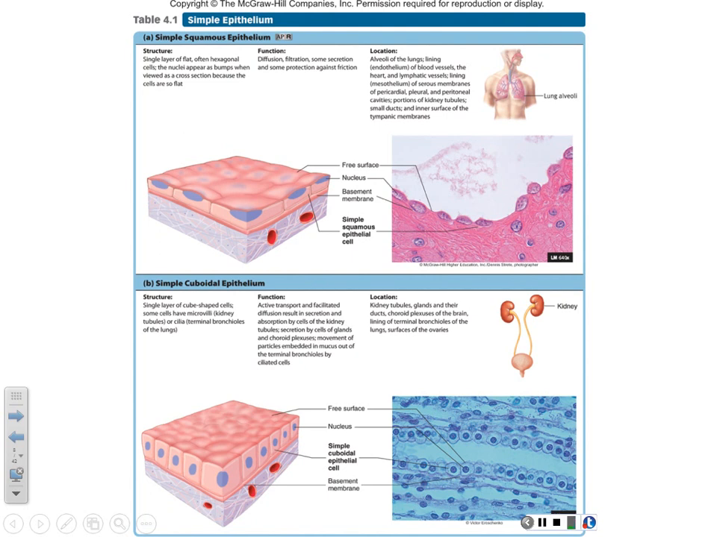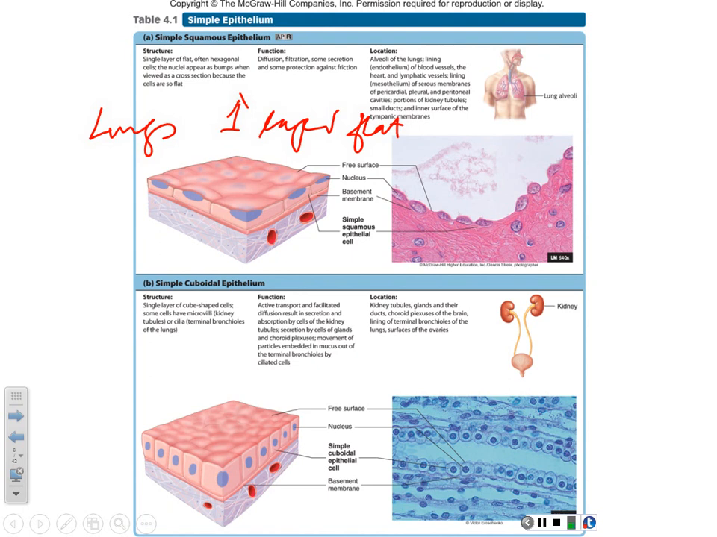So the function, the shape, and the number of cell layers determine the function. And it makes sense, all right? So the alveoli of the lung, and the blood vessels as well, the endothelium of the capillaries. The capillaries are one cell layer thick, and those are flat, okay? So the lung is a good example for that. So lungs, one layer, and flat or squamous.